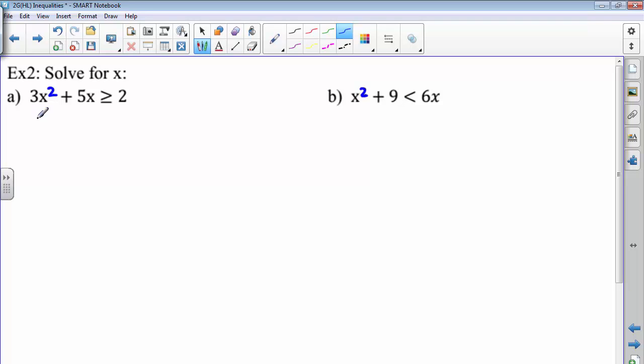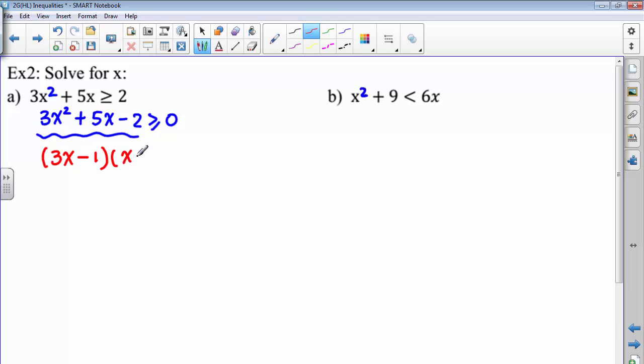The first step is always to move all the terms to the left-hand side and make the right-hand side 0. So we will get 3x squared plus 5x minus 2 is larger than or equal to 0. Then fully factorize this trinomial. The factorization result is (3x minus 1)(x plus 2) is greater than or equal to 0. You can use the cross method or AC method to factorize this trinomial.